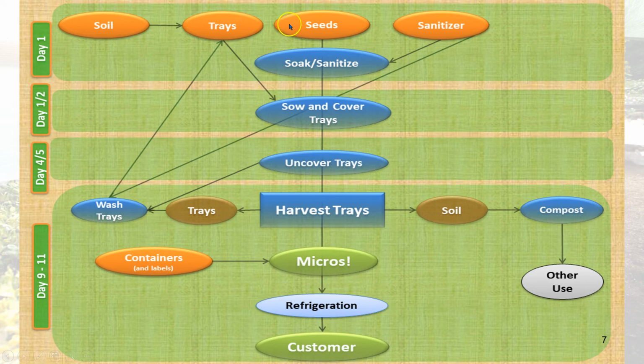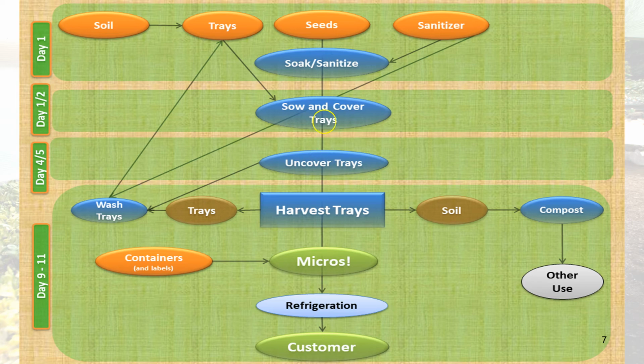These orange ovals here represent your inputs. And here we have four: our soil, our trays, our seeds, and our sanitizer. So what we're doing in our early days is we're soaking and sanitizing the seed on day one. And then on day 1 or 2, we're sowing those trays and covering them for the germination process. While germinating, they stay covered and in the dark.